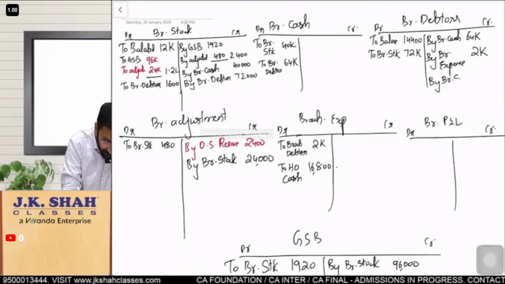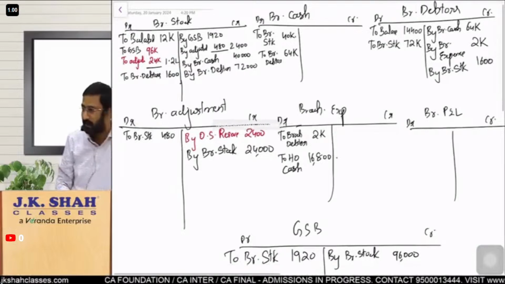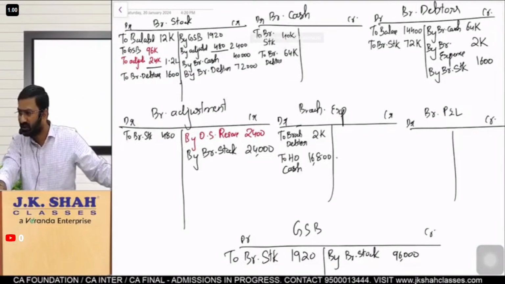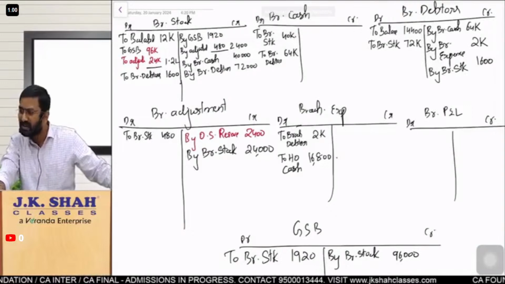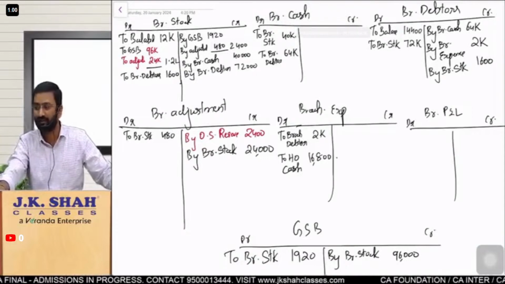By branch stock. Anything else? Anything else apart from sales return? No, it's not goods returned by the branch. It is sales returns by the customer. Automatically it gets reversed. Anything else?